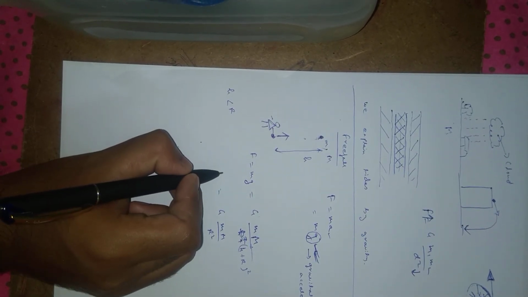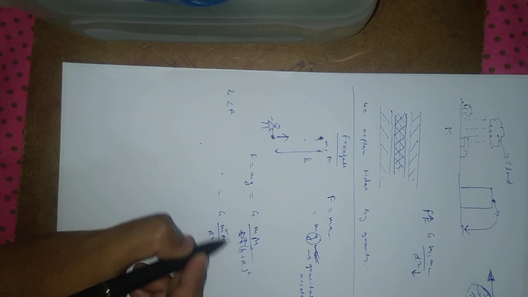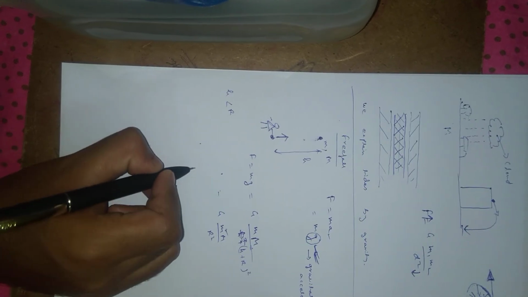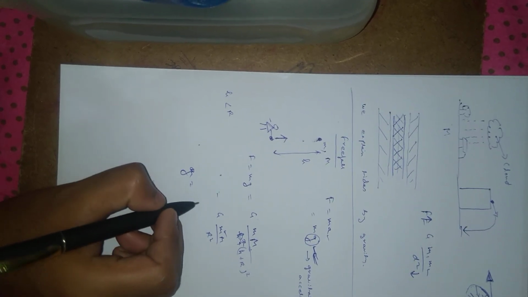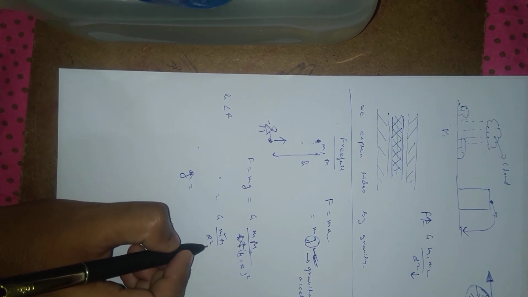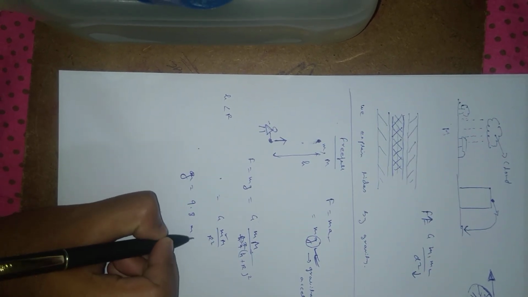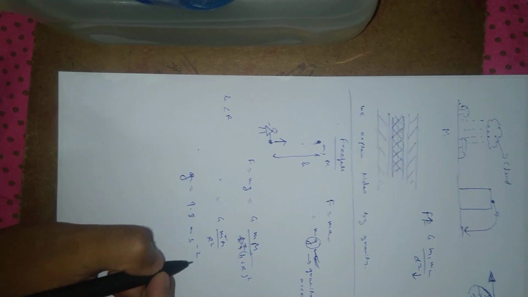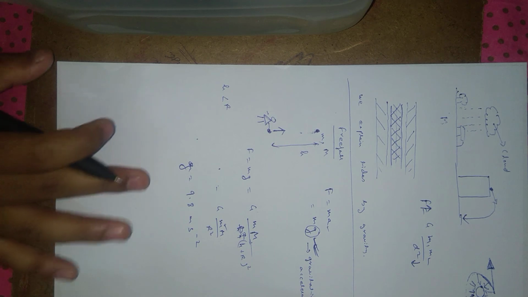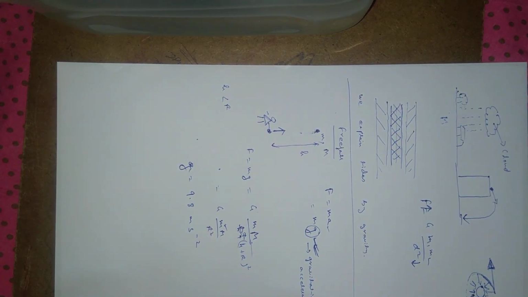To find g, this small m is also very small, so we will compare it as mass M, by putting the mass of earth and the radius of the earth, we will get g as 9.8 meter per second square. Okay, this is what free fall is. Okay, thank you.